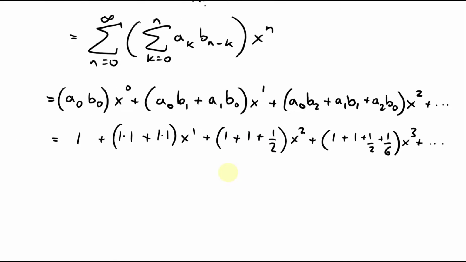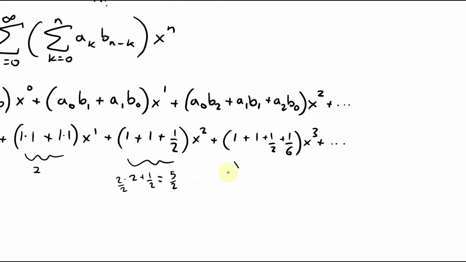Alright, let's do a quick calculation of this. This one's going to be 2. This one's going to be 2 plus 1 half, multiply by 2 over 2 here. So we get 4. 4 plus 1 is 5. This equals 5 over 2. Yeah, this equals 5 over 2. And this one right here is equal to 2 plus 1 half.